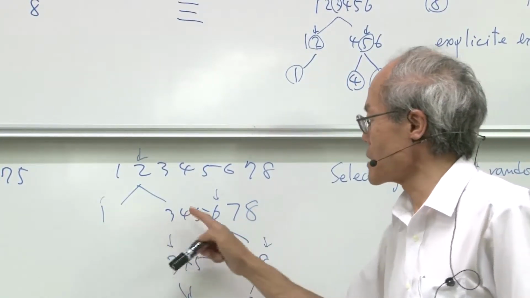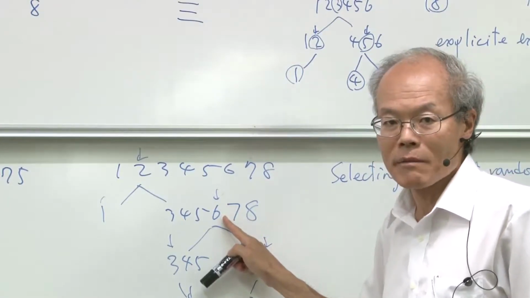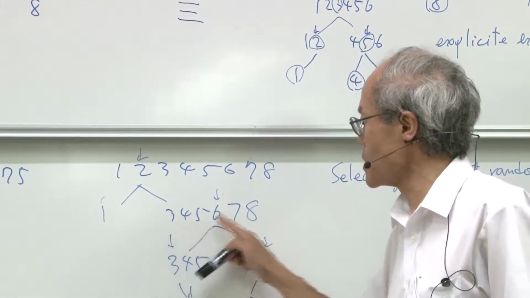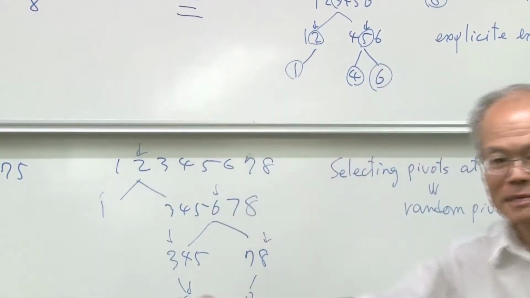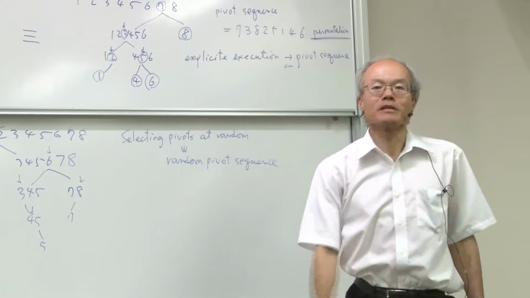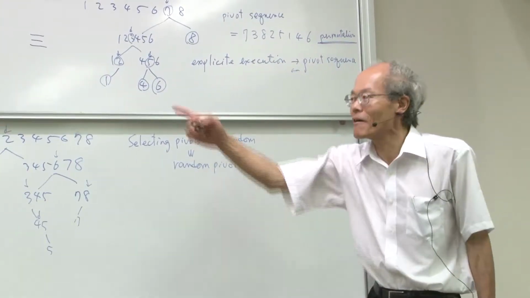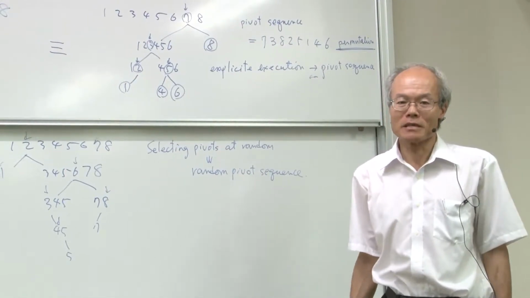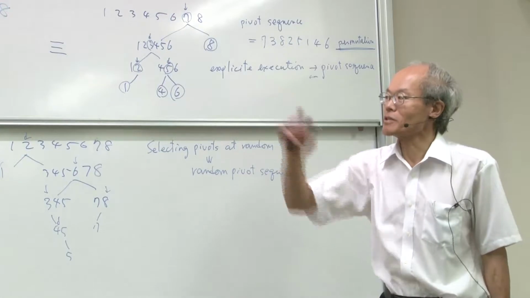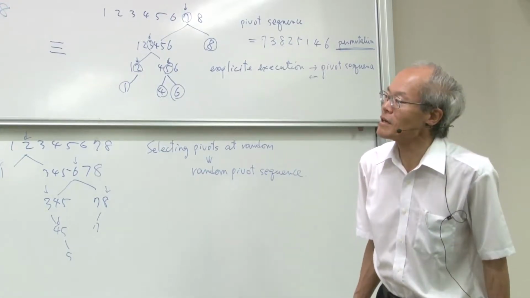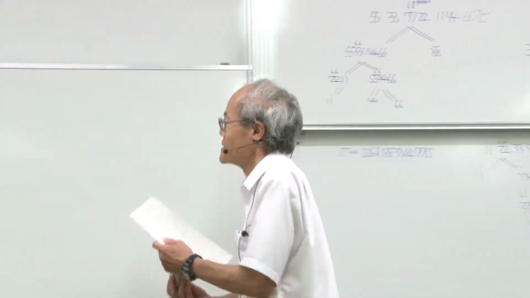Then we have 2 groups. Then the next pivot is 6. Then the number of comparisons is 1, 2, 3, 4, 5. Okay? The sum of all those comparisons is, roughly speaking, the computation time. Okay. So let's calculate the number of comparisons.